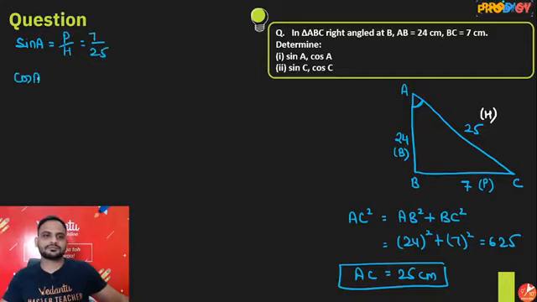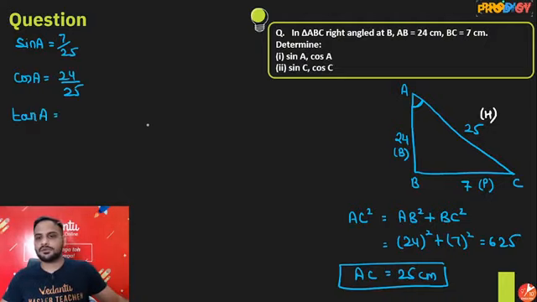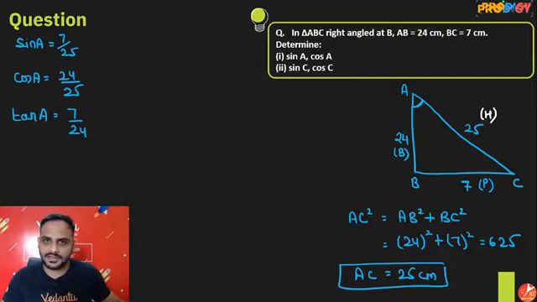Cos A will be B by H. It depends where your P is and where your B is. I'm not writing this again and again, all of you know that ratio. So sin A is P by H, which is 7 by 25. Cos A will be 24 by 25, and tan A will be equal to 7 upon 24. In the same way you can get cot A, sec A, cosec A, all the ratios. So if we know all three sides of a triangle, we can write any ratio.